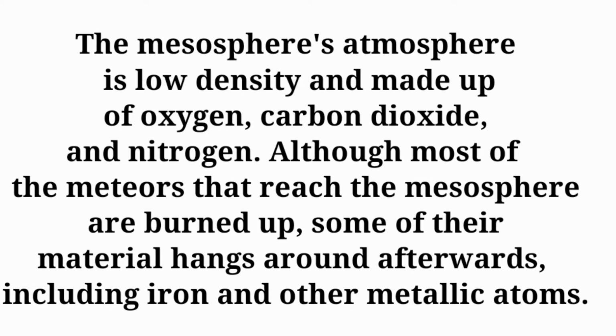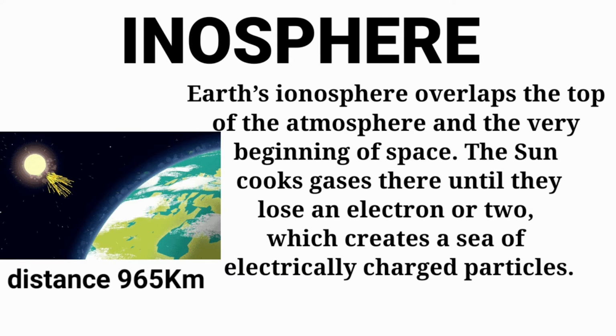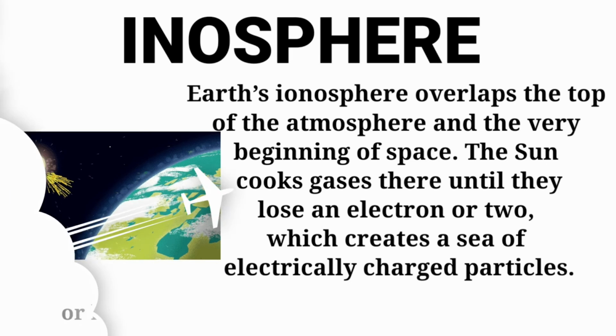Although most of the meteors that reach the mesosphere are burned up, some of their material hangs around afterwards, including iron and other metallic atoms. Earth's ionosphere overlaps the top of the atmosphere and the very beginning of space. The sun cooks gases there until they lose an electron or two, which creates a sea of electrically charged particles.